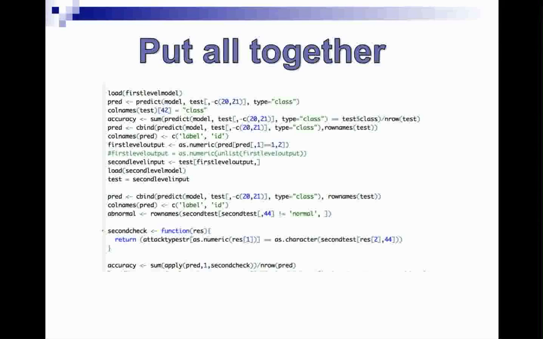Finally, let's put it all together. Here I will walk through my code. First, I load the first level models, get some predictions, and calculate the accuracy. And then I do some data transformations to turn my abnormal predictions into the second level input. And I load the second level models, do some predictions again, and calculate the accuracy of the second level.